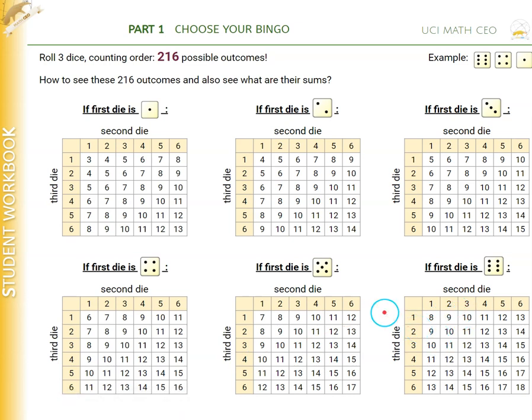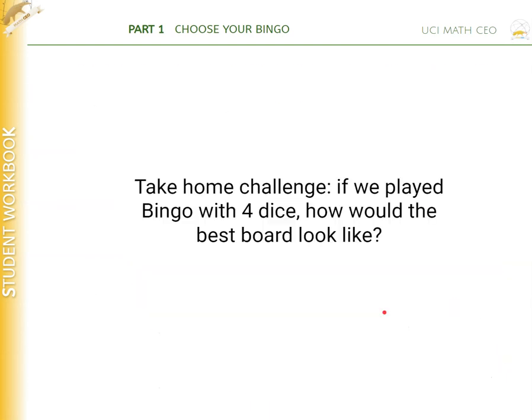So that's the reason why the middles are good. So hope you have fun playing the bingo.